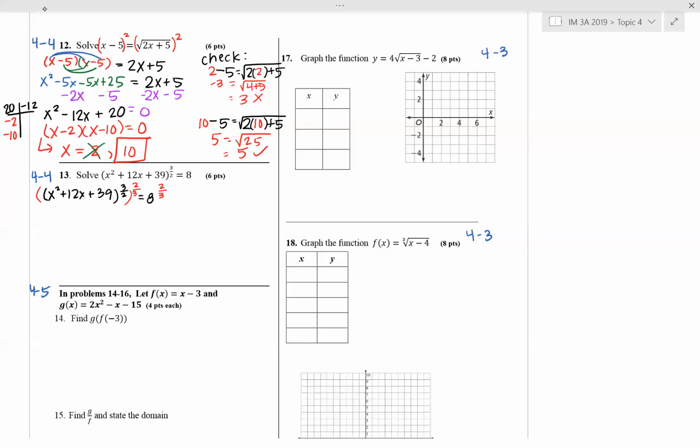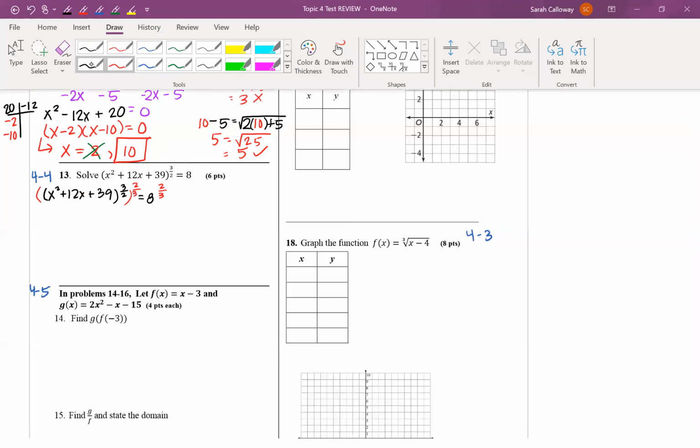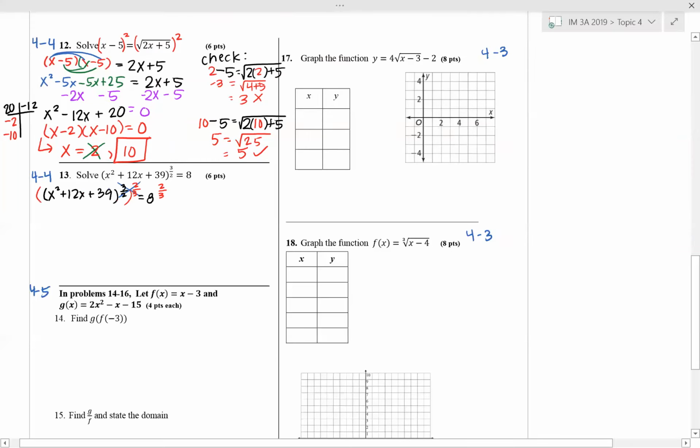The big idea there is that our powers cancel here because we're multiplying, and so we're left with x squared plus 12x plus 39 equals. So remember, you can use your calculator to evaluate 8 to the 2/3, or you're going to have to think about it as a cube root of 8 squared, like what we did in problem 1. So the cube root of 8 is 2. 2 squared is 4. So this is equal to 4.